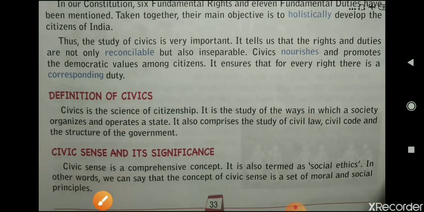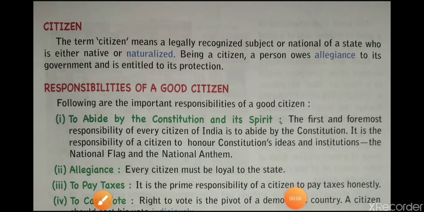Then, civic sense. Civic sense is a comprehensive concept, and it is also termed as social ethics, meaning how we should behave. Civic sense is a set of moral and social principles. Next, we read about citizen. A citizen is a person who enjoys all the legal rights and privileges granted by a state.